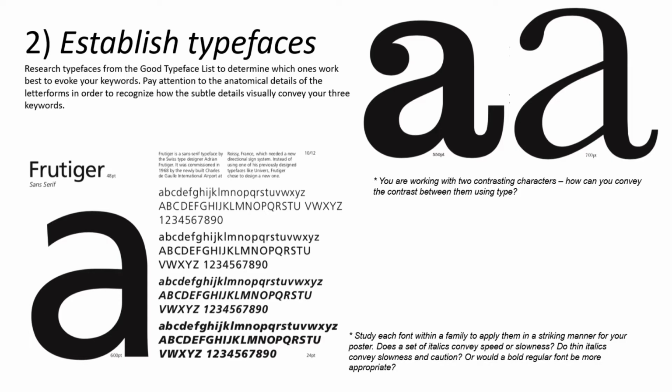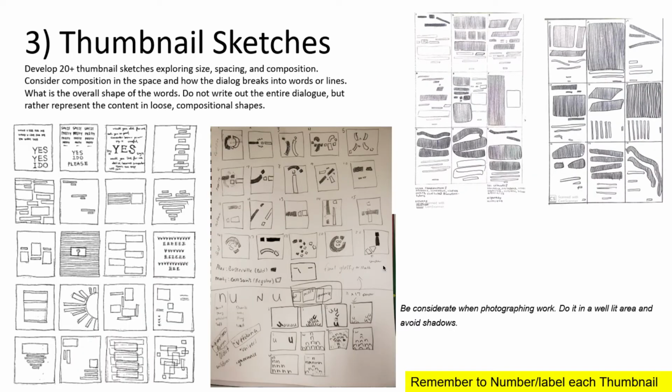You'll ask questions like, does a set of italics convey speed or slowness? Maybe your conversation is very fast or very slow, so maybe italicized expresses speed better than a bold, just regular style. Number 3, you'll do thumbnail sketches.